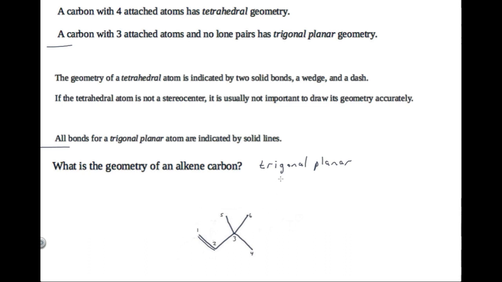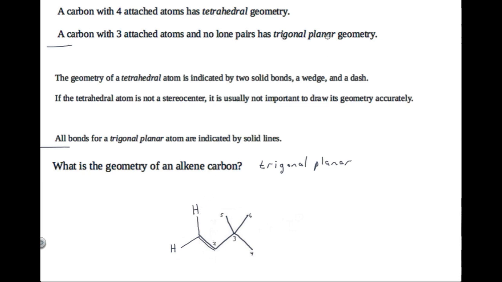So let's go ahead and make sure we're drawing that geometry correctly. How would you draw the geometry around carbon 1 if you were also going to show the hidden hydrogens? Here's the answer. So here I've shown the 2 hidden hydrogens. Notice now that we have 4 bonds total around this neutral carbon. Notice that all of the bonds are drawn with solid lines. For trigonal planar, all the bonds are drawn with solid lines. It would be a mistake to put one of these hydrogens on a wedge or a dash.